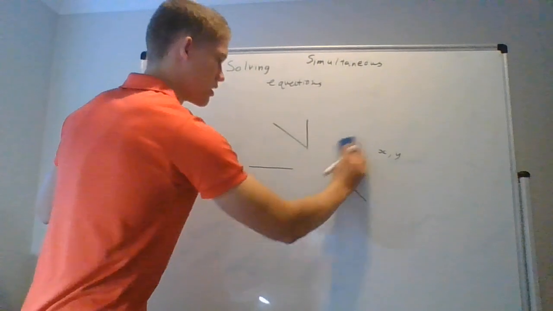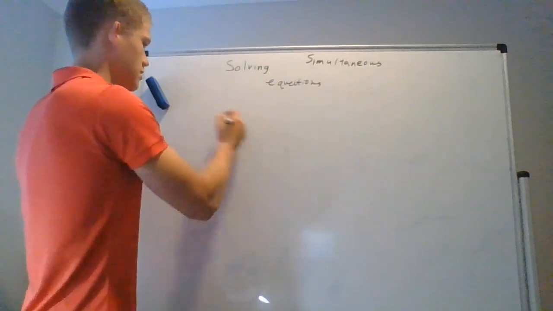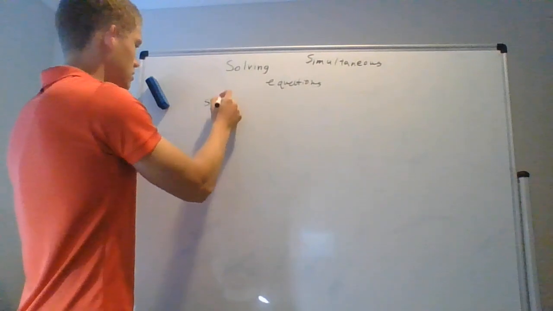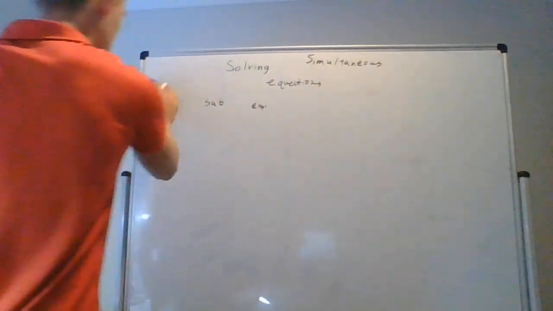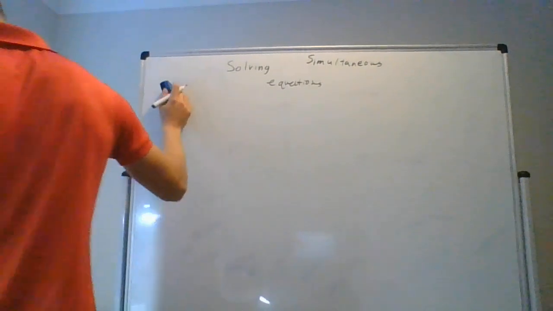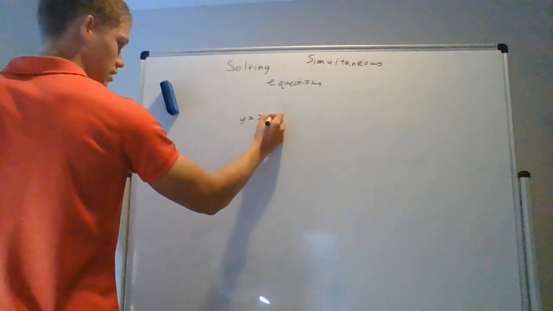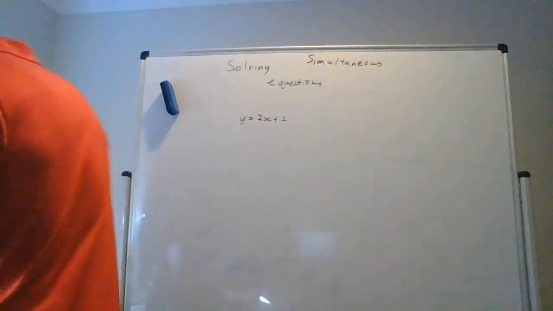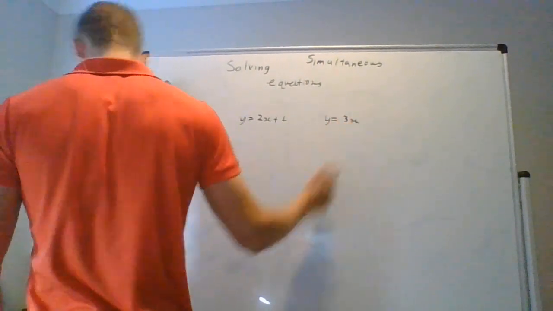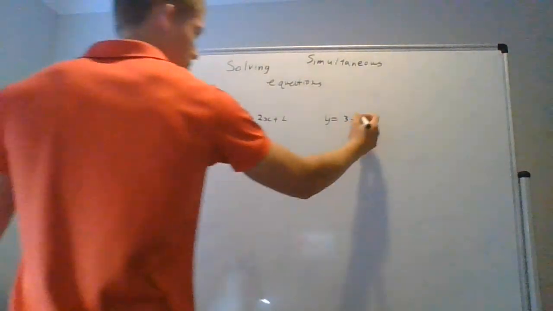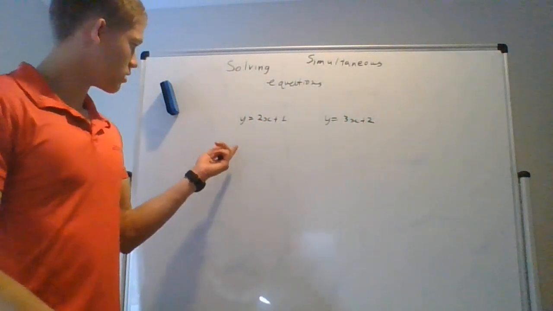So there are two methods to solving simultaneous equations. There is substitution and elimination. So let's say we have y equals 2x plus 1 and y equals 3x plus 2. Now, what is common in both of them?